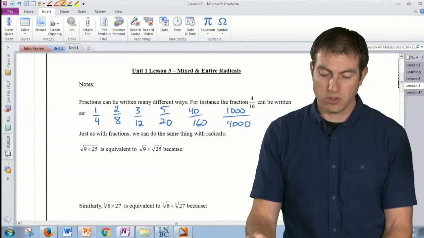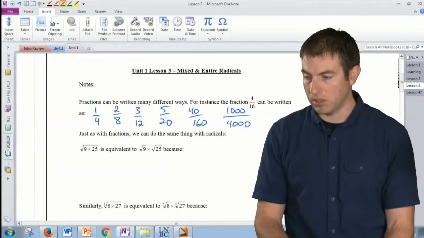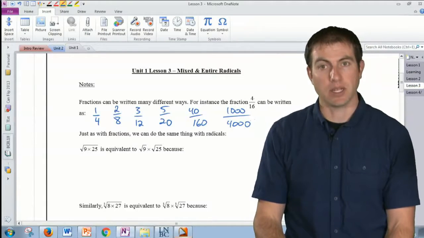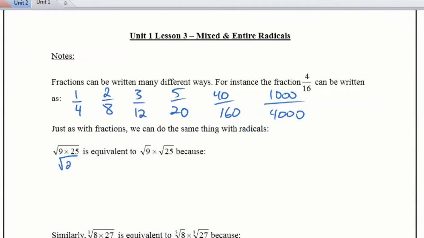So you can do the same thing with radicals. We saw this last day. We did a couple of examples of this. If I go 9 times 25, I plug that into my calculator, I end up with the square root of 225. If I take the square root of 225, I get 15. If I do the same thing separately, square root of 9 is 3, and I'm going to multiply that by 5, I end up with 15.